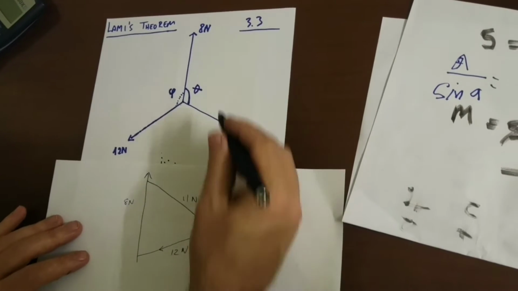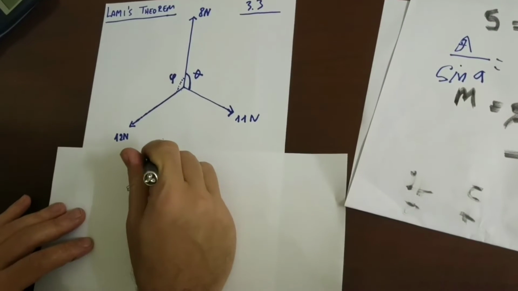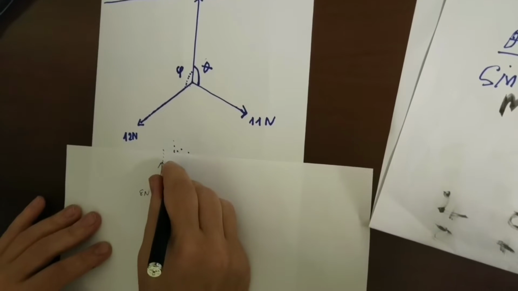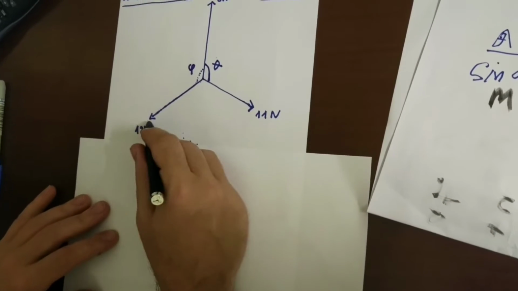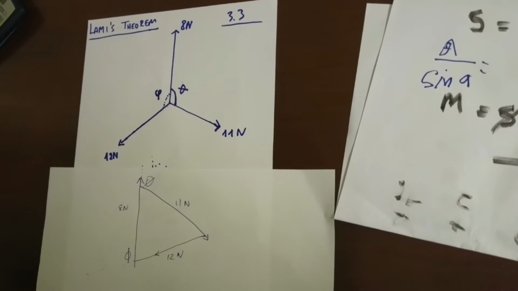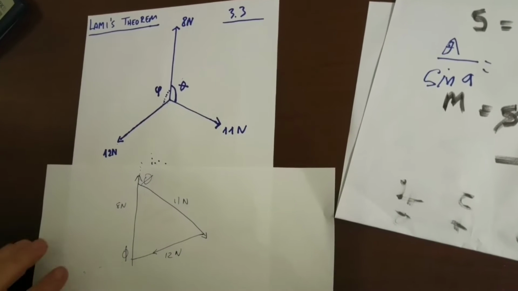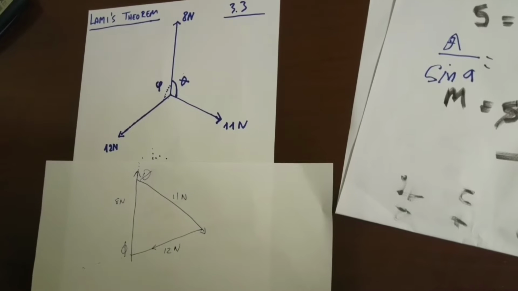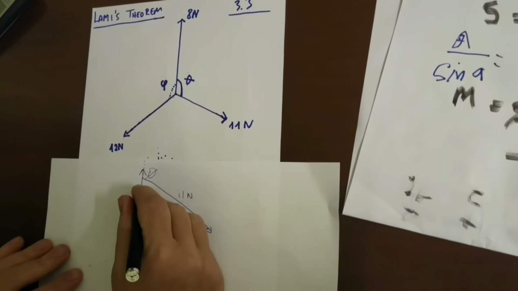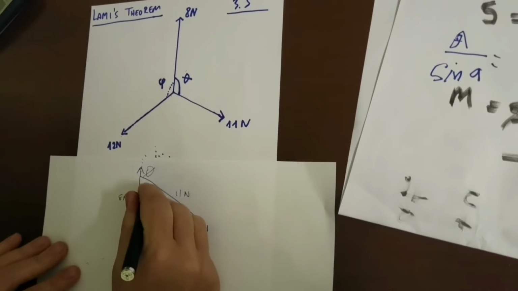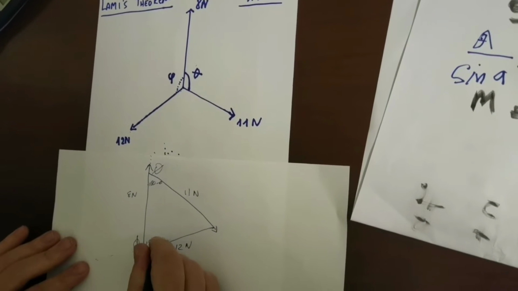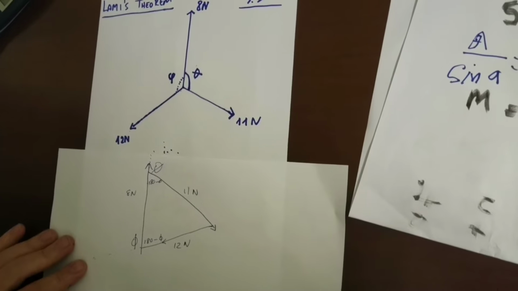Okay, so I'm going to label between the 8 and the 11 as theta. So I'm going to go ahead and label that theta. And between the 12 and the 8 is phi. And that's an ugly looking phi, but I think you know what I mean. And then here, this angle's on a line, so 180 minus theta. And this is 180 minus phi. And then we can start resolving this.